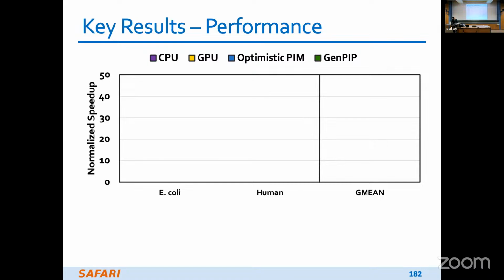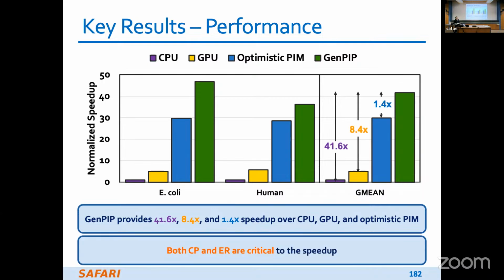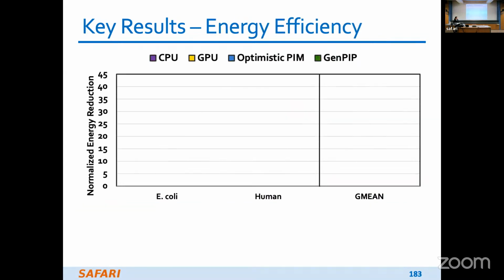Here is the performance result of GenPip. GenPip provides a 41.6 times speedup over the CPU, 8.4 times speedup over the GPU, and 1.4 times speedup over the optimistic PIM. There are more results in the paper showing that both CP and ER are critical to the speedup. And here is the result for the energy efficiency.